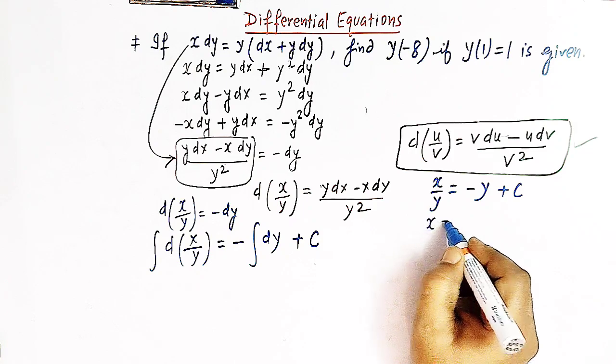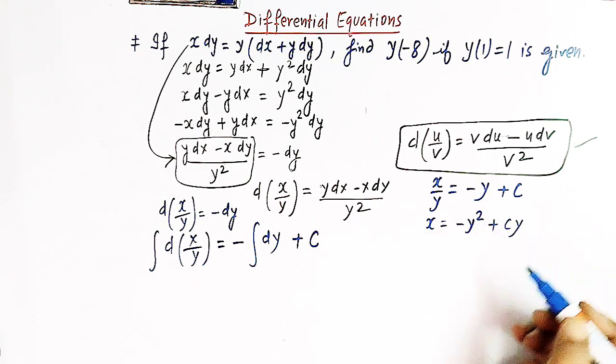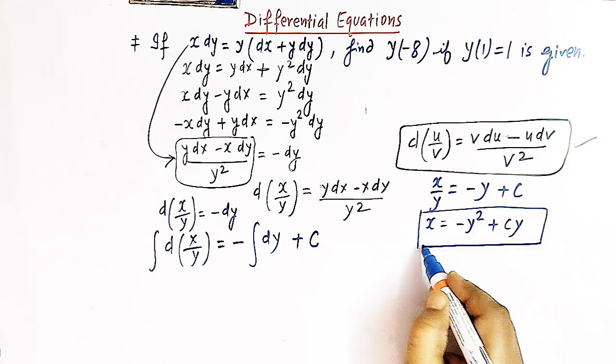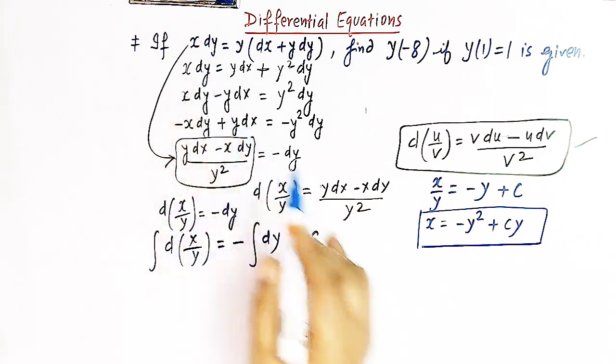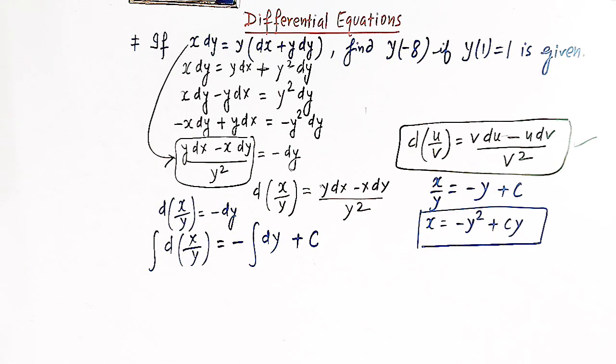So now we can write x is equal to minus y square plus cy, right? So this is the general solution of this differential equation containing the arbitrary constant c.